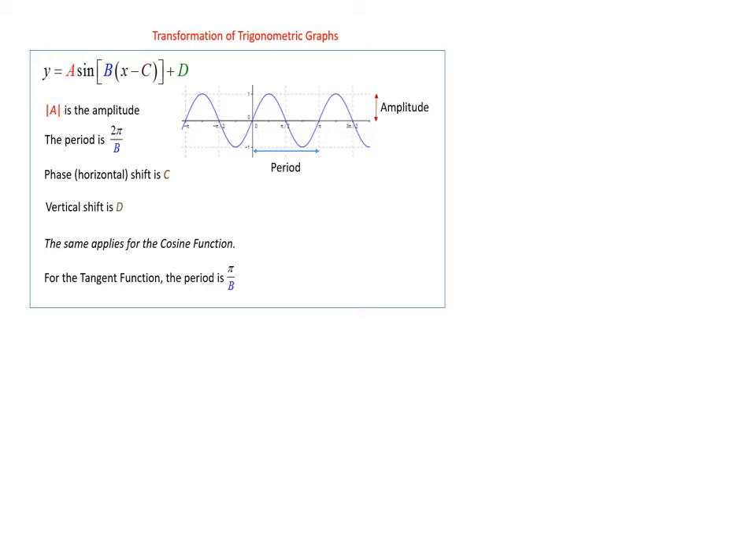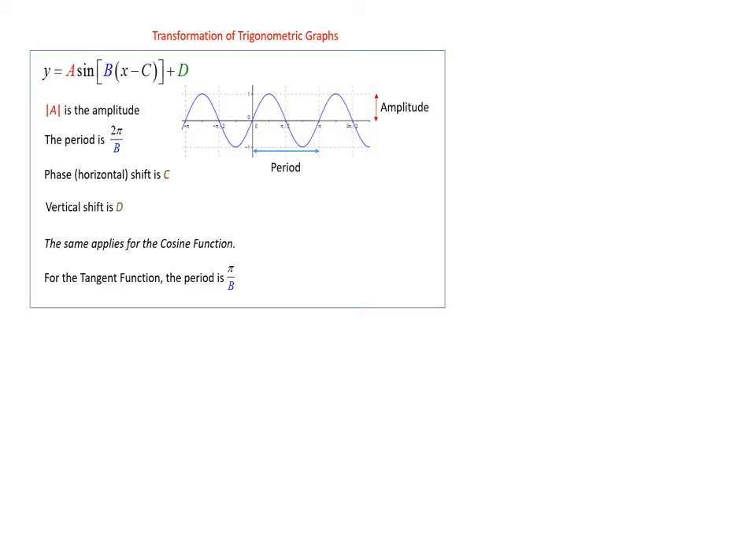Okay, so we have some basics here with trig functions. So we have y equals a times the sine of b times x minus c, all of that plus d. A, the absolute value, that's the amplitude. That's the distance from the midline to the maximum or minimum. Basically the amplitude is the distance from the midline to the top of the graph or to the bottom of the graph. The period is 2 pi divided by b, and b is whatever you are multiplying x by.